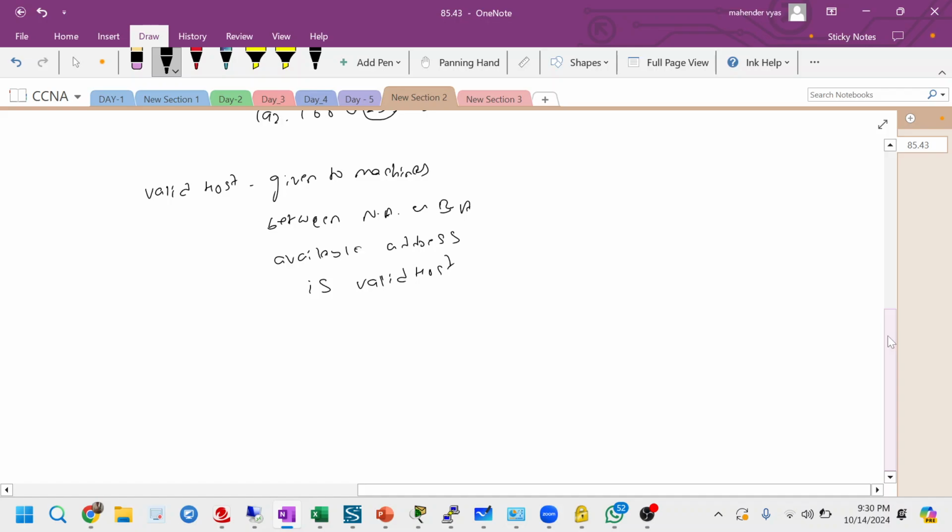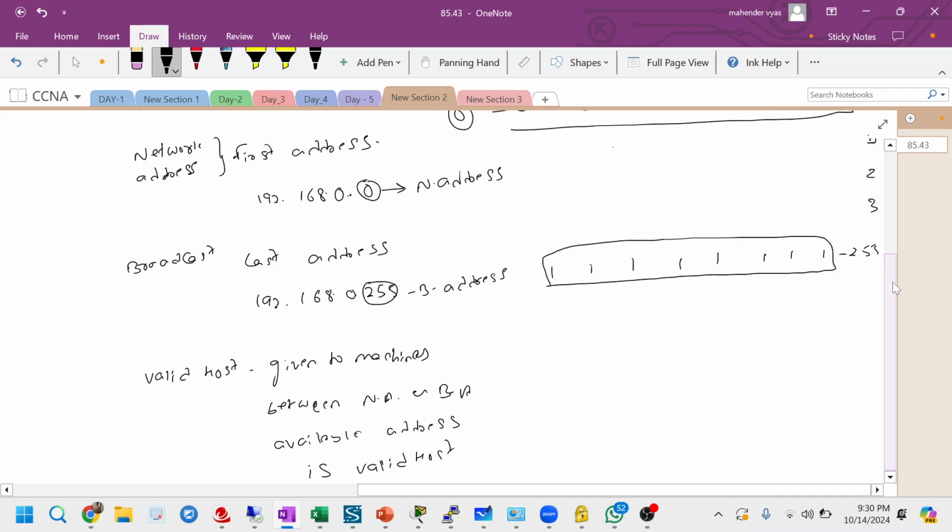So what is a valid host now? From 1 to 254. These are the valid hosts we have. So the valid hosts we call it 192.168.0.1 to 192.168.0.254. These are the valid hosts we have. Valid addresses we can call it.